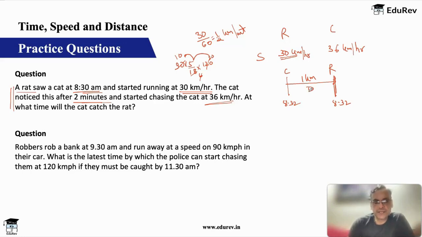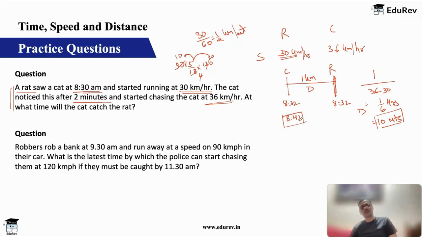And then they're running in the same direction. So speed will be subtracted. Okay, so distance is 1 kilometer, and since distance is 1 kilometer, I can take my speed in kilometer per hour only. So 1 kilometer upon relative speed of 36 minus 30. Okay, so I'll get 1 by 6. Time required is 1 by 6 hours, right? 1 by 6 hours means 10 minutes. 10 minutes from 8:32. That means at 8:42 the rat will be caught. Okay, this is the whole concept.